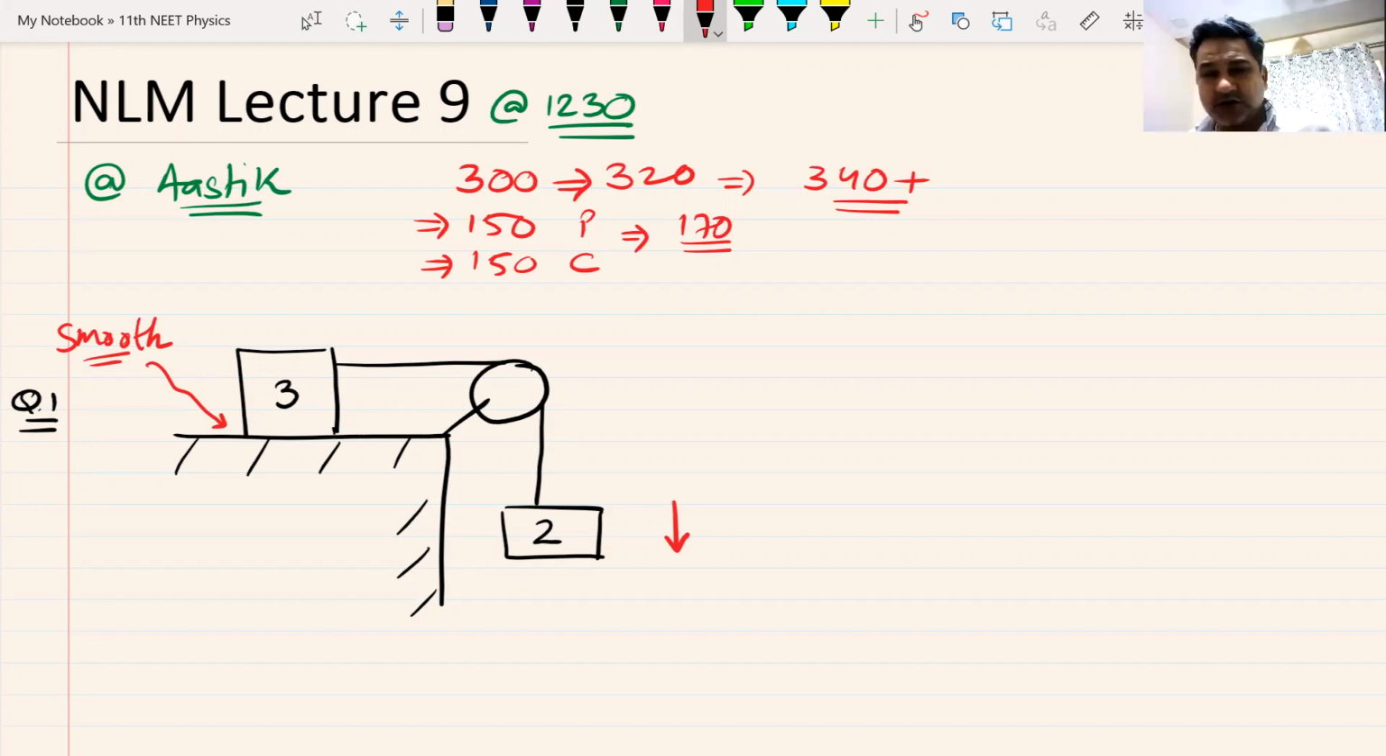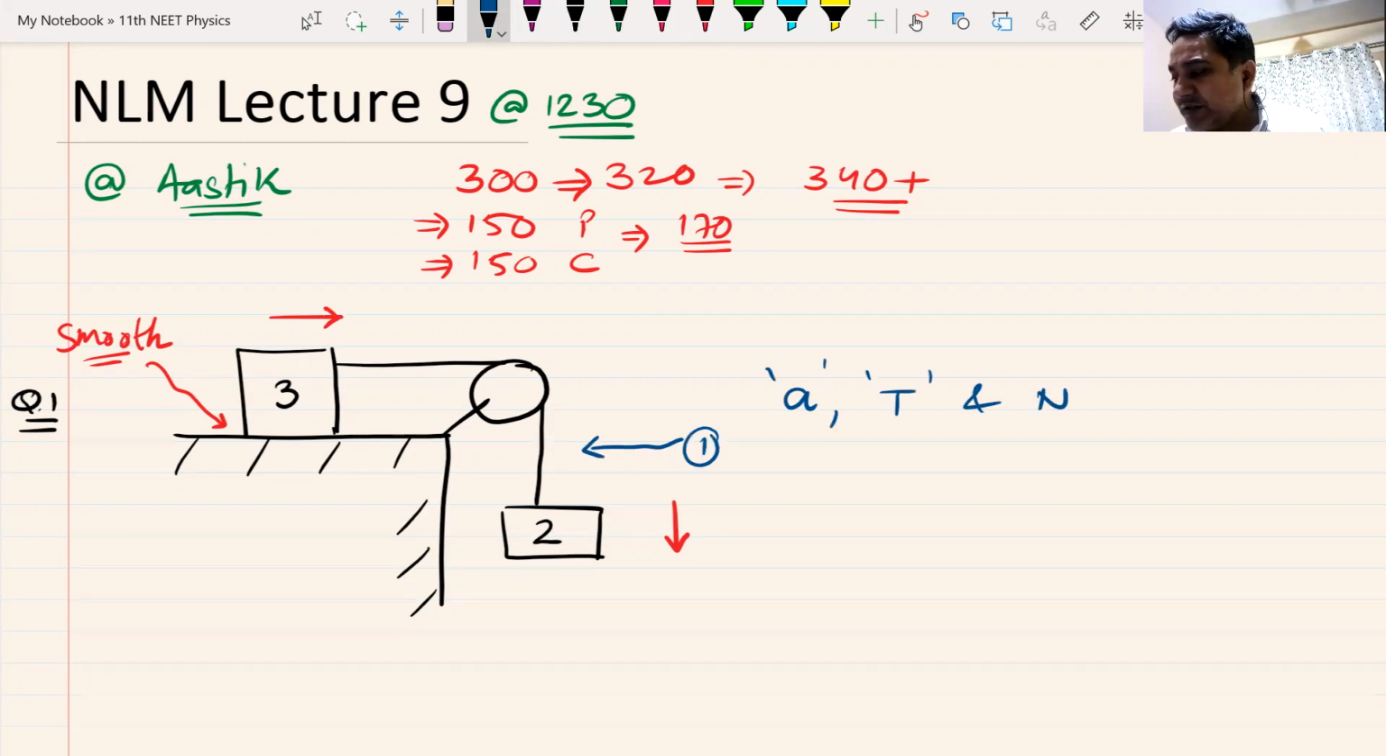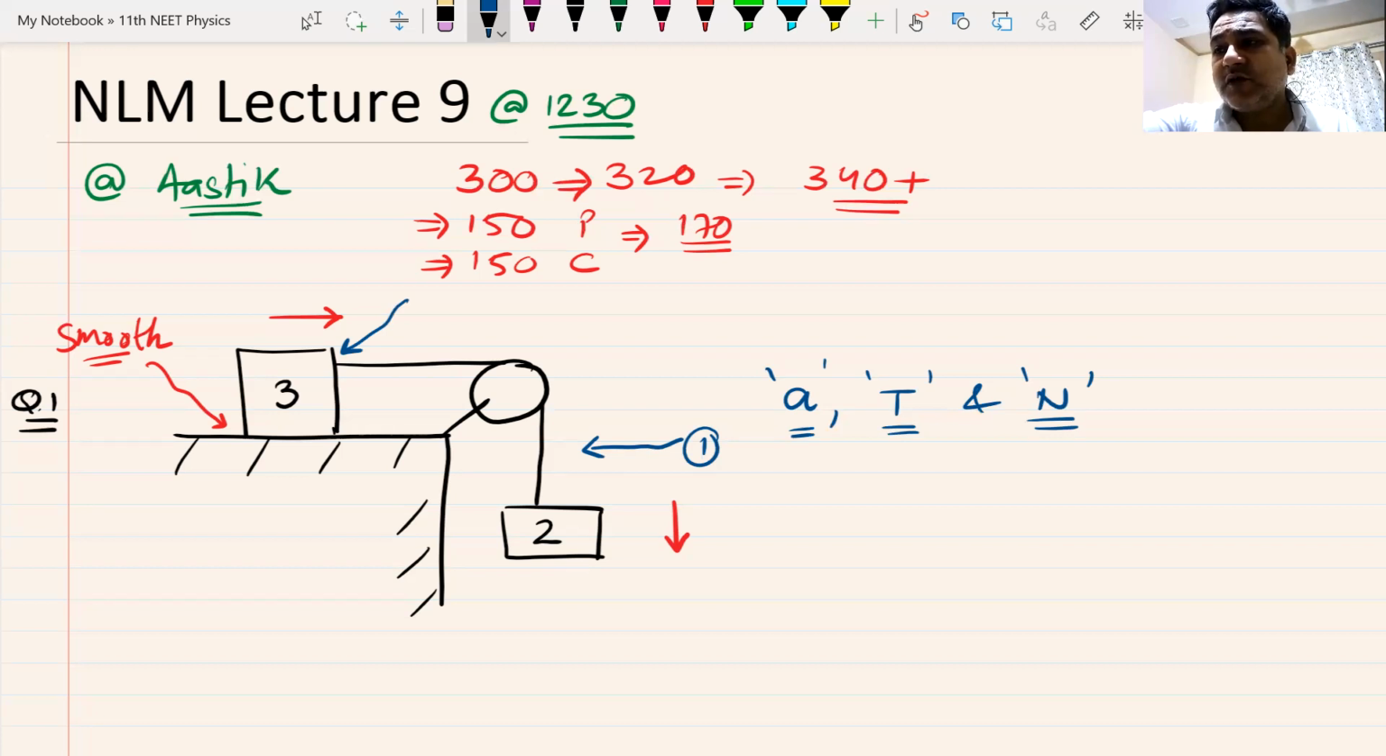Okay. The 2 kg block is going to go down and the 3 kg block is going to go this side. My question is simply: find the acceleration, the tension in the string. There is one string, as you can see. And the normal reaction from ground on which block? Obviously, the normal reaction will be on this block because this is the only block that is kept on the ground. So you have to find the acceleration of the block, the tension in the string, and the normal reaction from ground. You will have 2 minutes to solve this question. Your time starts now.